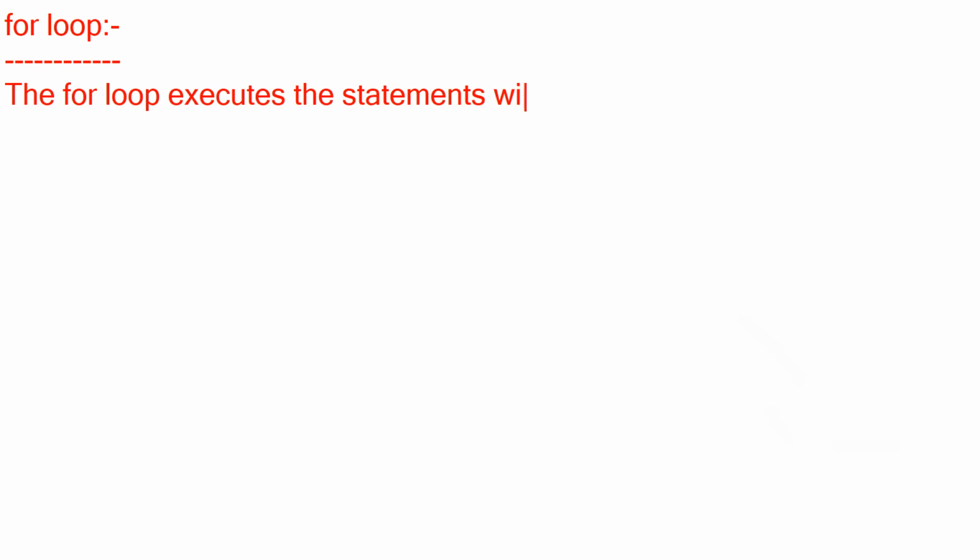So, what is a for loop? The for loop executes the statements with each value of an array. Okay, that's it.